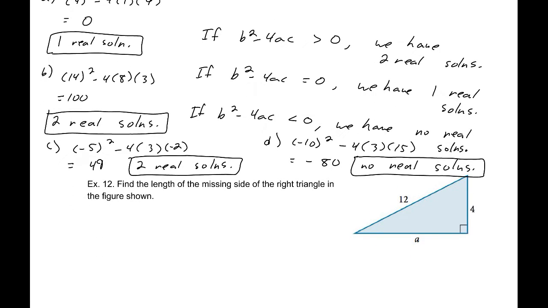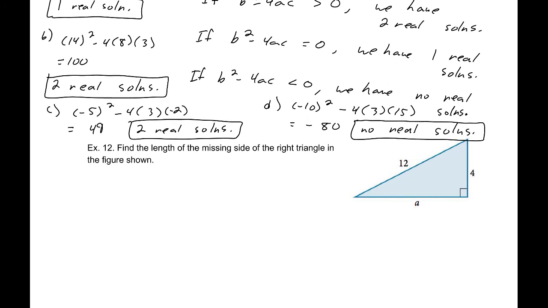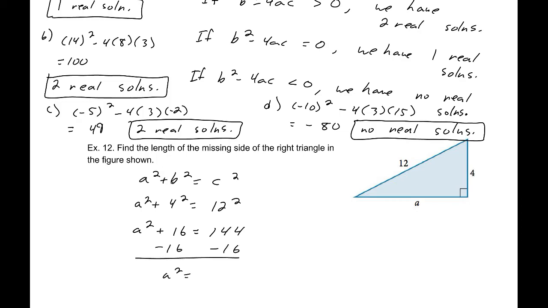All right, last example for this section. Find the length of the missing side of the right triangle. So we will appeal to the Pythagorean Theorem because we have a right triangle. We'll just use A for our A side. Our B is the other leg, so that is 4 squared. And our hypotenuse, the longer side, 12 squared. So A squared plus 16 equals 144. Subtracting 16 from both sides, we get A squared equals 128.